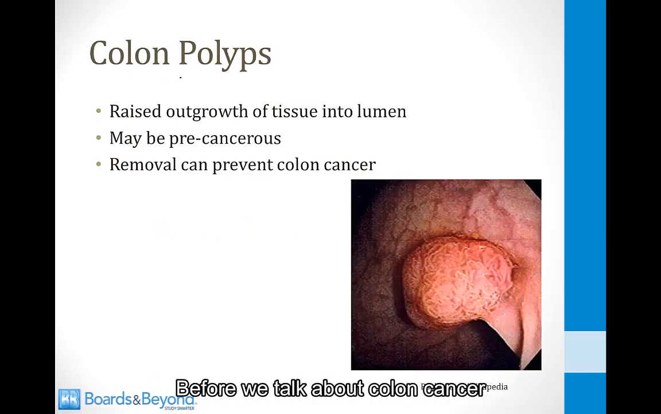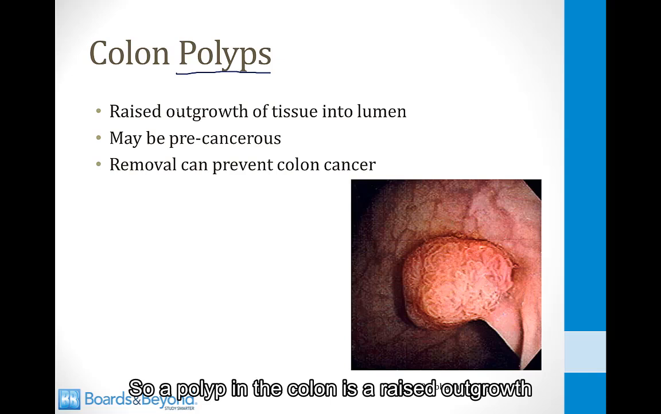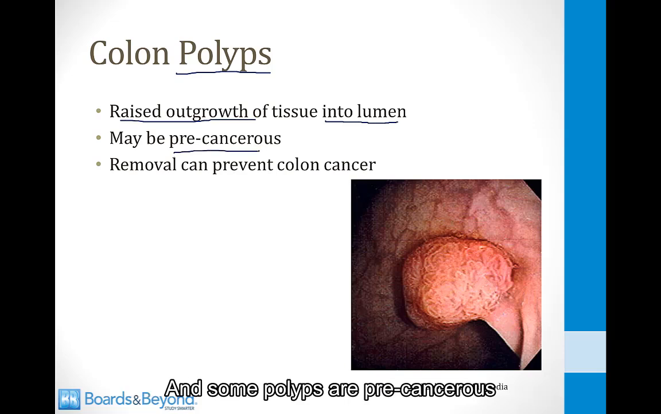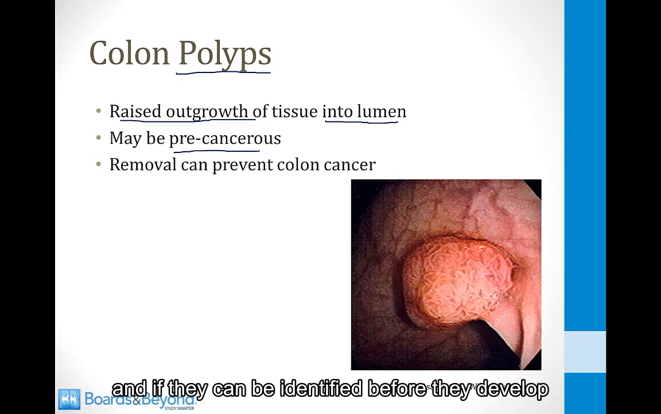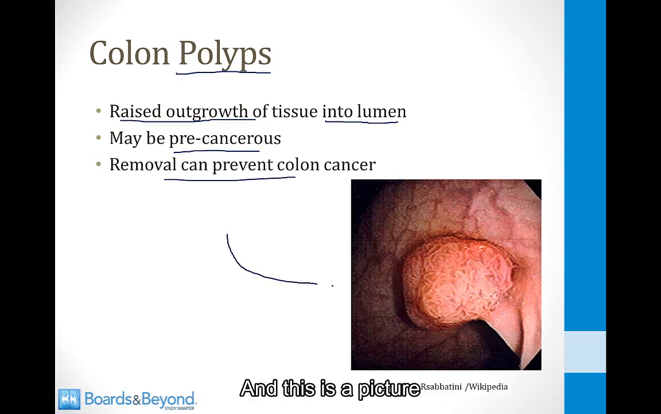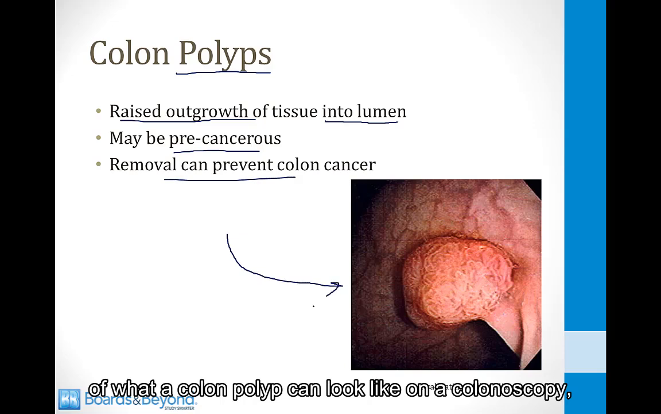Before we talk about colon cancer, let's talk about colon polyps. A polyp in the colon is a raised outgrowth of tissue that sticks out into the lumen of the colon. Some polyps are precancerous, and if they can be identified before they develop into cancer, removal can prevent colon cancer. And this is a picture of what a colon polyp can look like on a colonoscopy.